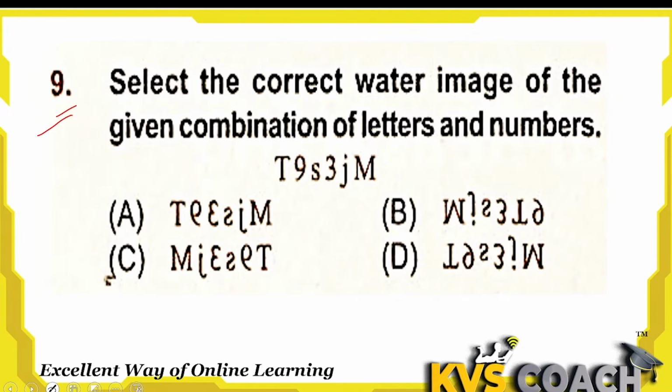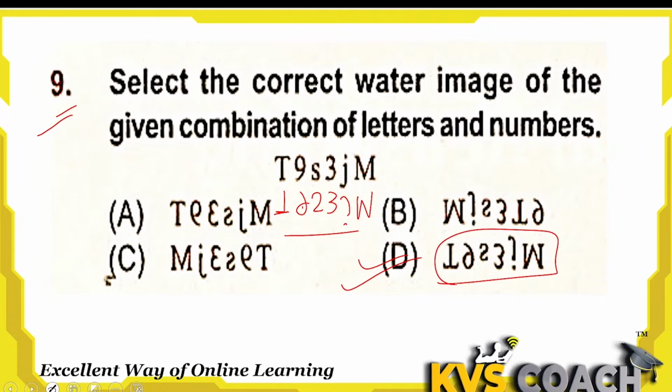Next is question 9. Select the correct answer, the water image of the given combination of letters and numbers. So let's make the water image here. Here T will be like this and 9's water image is this. This is this, this will be this, and this will be this. So what is the correct form of this? It is D that is correctly my water image. So D is the right answer here.